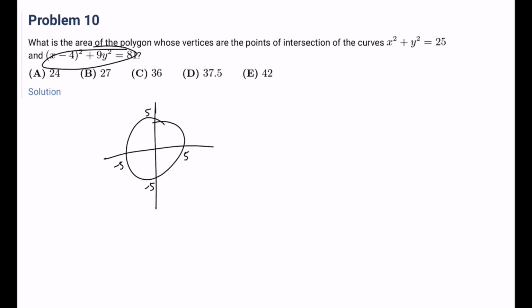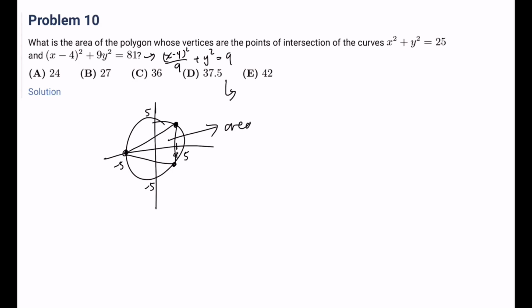And for this one, we need to notice that this is just equal to x minus 4 squared over 9 plus y squared equals 9. So this is going to be an ellipse that is centered at 4, 0, and is touching this right at 4, 3, and 4, minus 3. The drawing's a bit off, but that's correct. And it's going to be touching this side at negative 5, 0. So this is just going to be the triangle.